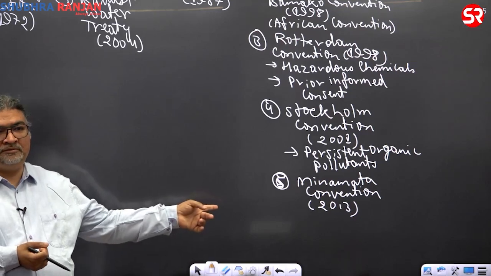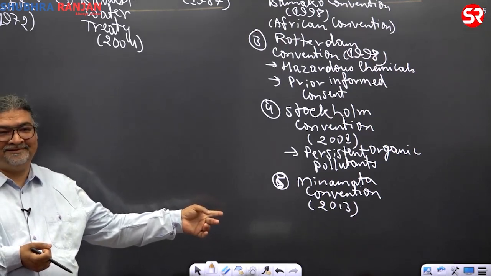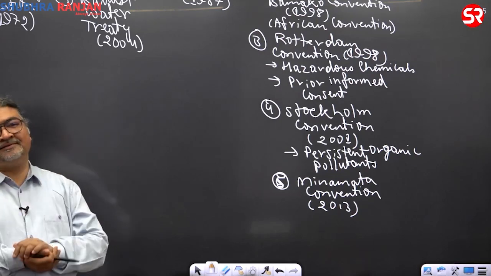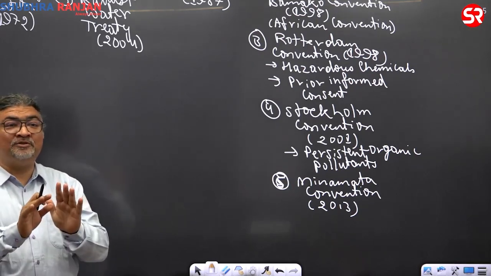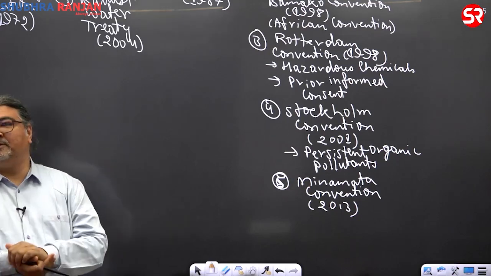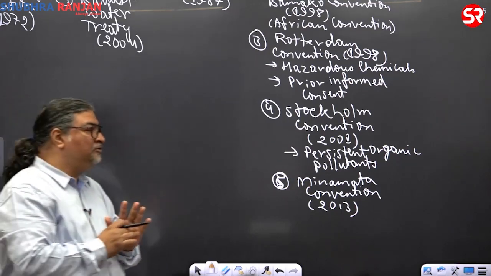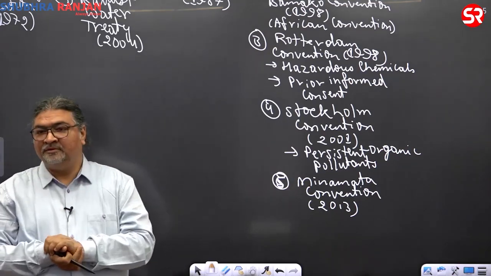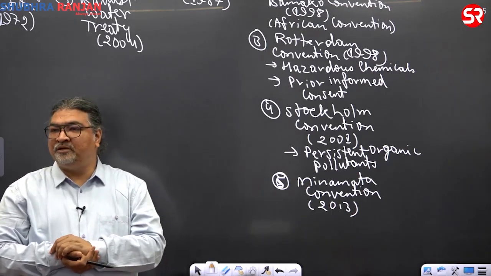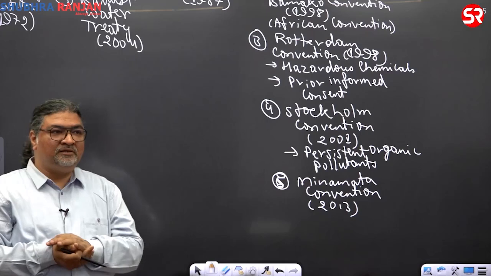Now you can see 2013, and 2023, how many years? 10 years. And so far UPSC has not asked a question, so one of the questions could be here, Minamata. So what does Minamata look into? Mercury. Minamata is on mercury. So what happened with the mercury problem there? Can anyone tell me? What exactly was there?